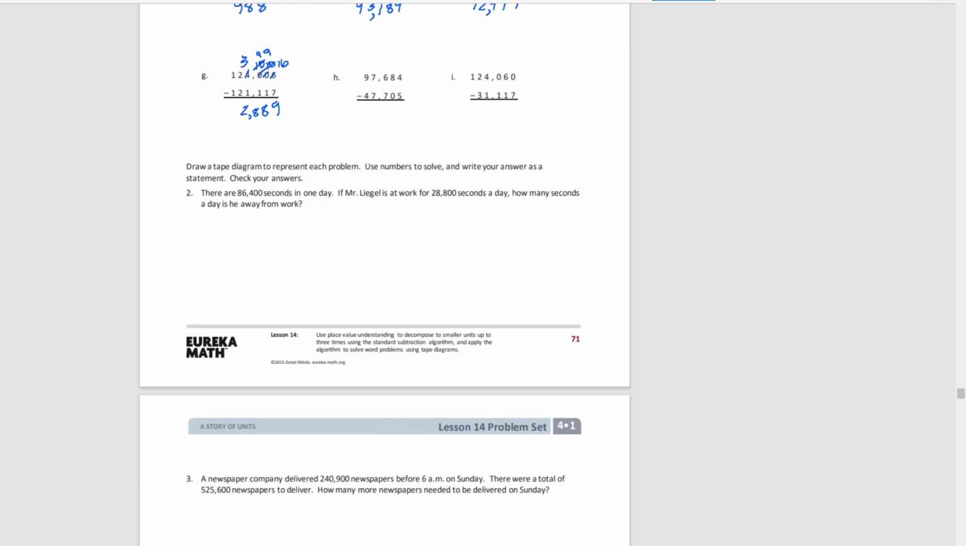H, we can't do the ones, so we'll take 110 and make 14 ones. Can't do the hundreds, so we'll take 1,000 and make 16 hundreds. Can't do the thousands, so we'll take 110,000 and make 16 thousands.